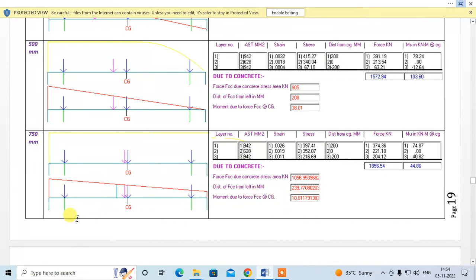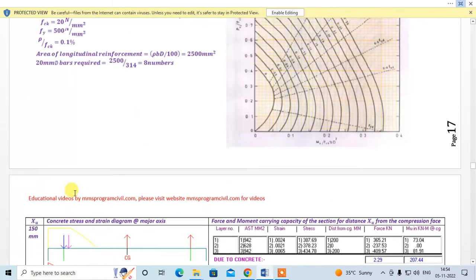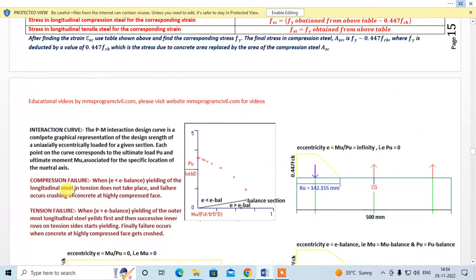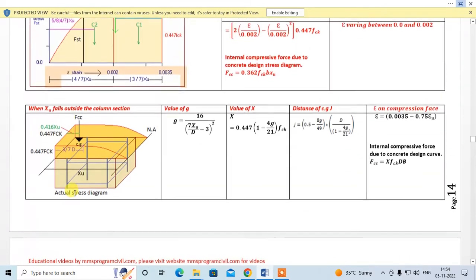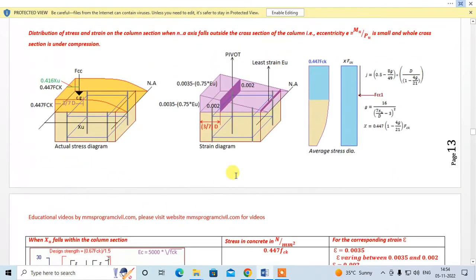Now the strain diagram will also change. The strain diagram that we are going to use will be this one. Over here, the strain at the compression phase will be 0.0035 minus 0.75 into least strain. So this is our least strain. Now, both these strains are found by the principle of triangles.